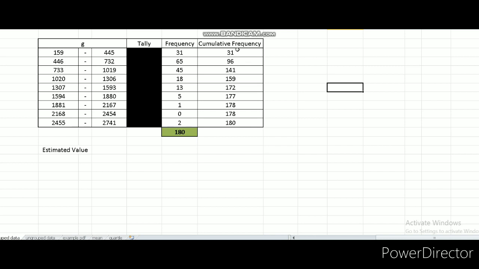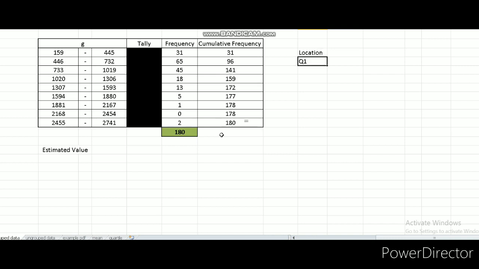What is it for? It will be very useful when we try to locate the quartiles. So let's go to the location of your quartiles. We cannot find the value first. We have to find the location of your quartile first.